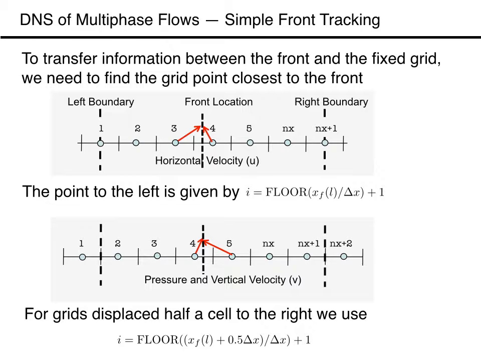When the first grid point, with I equal to 1, is on the boundary, we simply add 1 to the index found earlier, and when the first grid point, where I is equal to a half, is half a grid spacing to the left of the boundary, we add half delta x to the location of the front before applying the floor function. Since the index for the first point is 1, we also need to add 1 as for the first case.